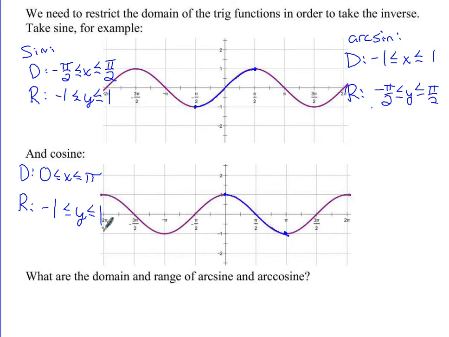So for arc cosine then, my domain would be negative 1 is less than or equal to x is less than or equal to positive 1, and the range would be 0 less than or equal to y is less than or equal to pi.